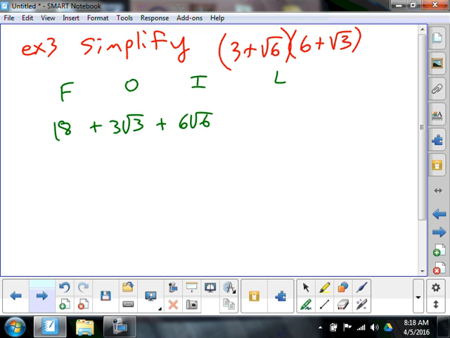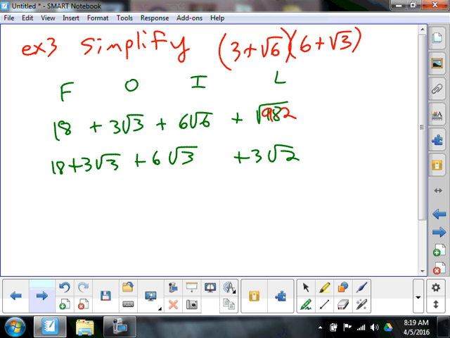It's going to be the square root of 6 times the square root of 3, which by our properties is the square root of 6 times 3, which is going to be the square root of 18. But isn't 18 really something times something? 9 times 2. So what's that going to end up being? 3 rad 2. So we got 18 plus 3 rad 3 plus 6 rad 6 plus 3 rad 2.